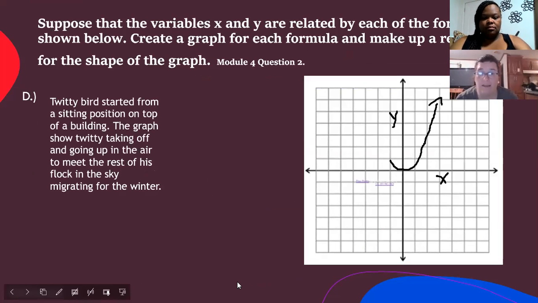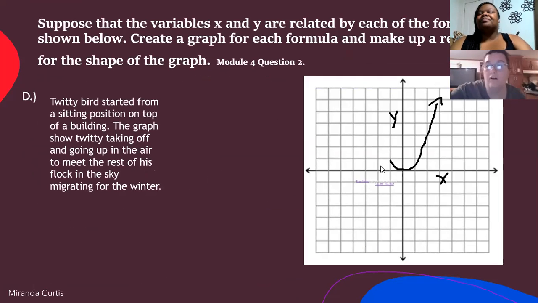We're squaring it. So Tweety Bird started from a sitting position on top of a building. That's where we have our little curve right there. We have a curve. And then he's going to go up in the air to meet his flock, and he's going to migrate for the winter. Tweety Bird is missing off our page. I guess he already flew away.